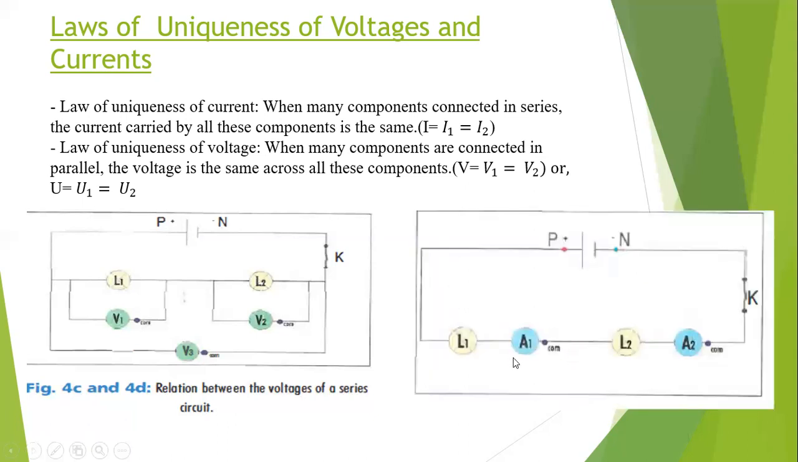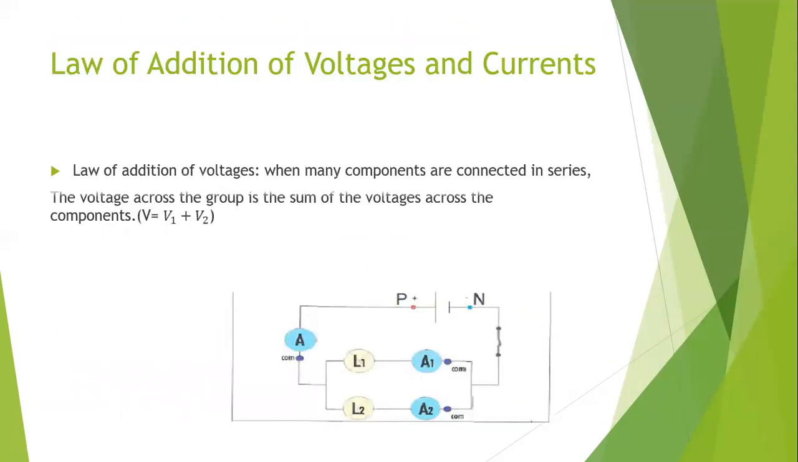And here we have the ammeter in series with L1 and the ammeter in series with L2, and switch K is closed. Now let's talk about the law of addition of voltages and currents. Law of addition of voltages: when many components are connected in series, the voltage across the group is the sum of the voltages across the components, V equals V1 plus V2.